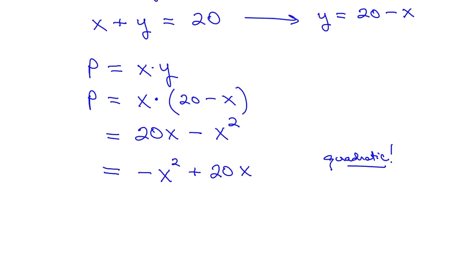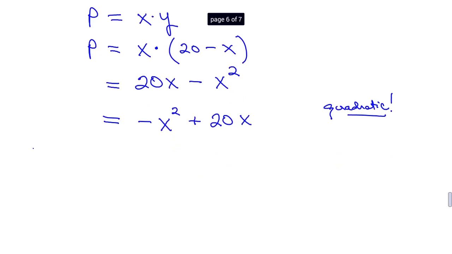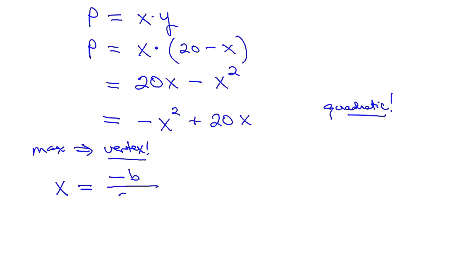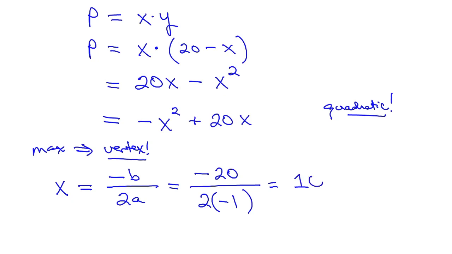Since we're looking for the maximum of the quadratic, we know that the maximum occurs at the vertex. So we just need to find the vertex of this quadratic. The vertex occurs when x is equal to negative b over 2a. So here b is 20, so we have minus 20 over 2 times, and then the a, the coefficient of the x squared term, is negative 1. So we have negative 20 divided by 2 times negative 1, which is 10.